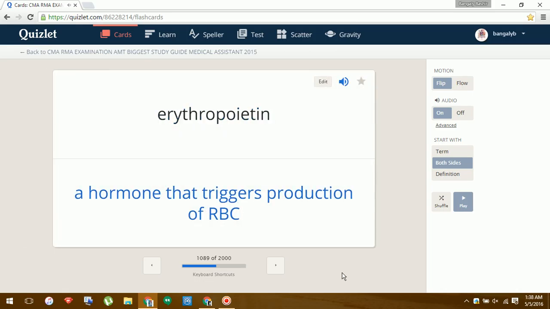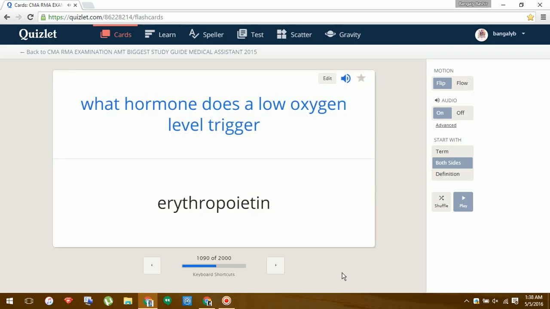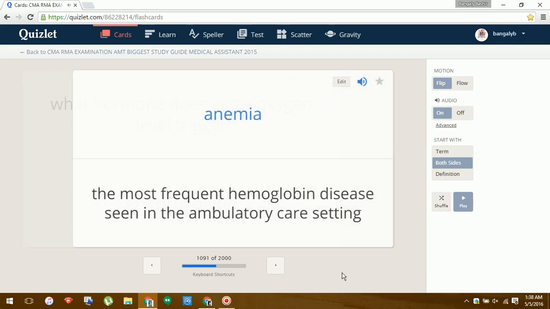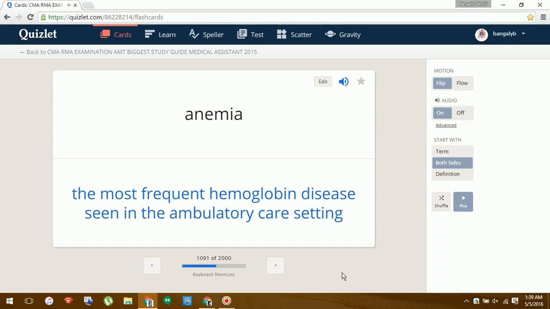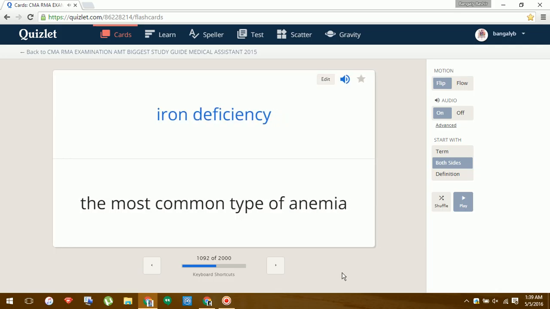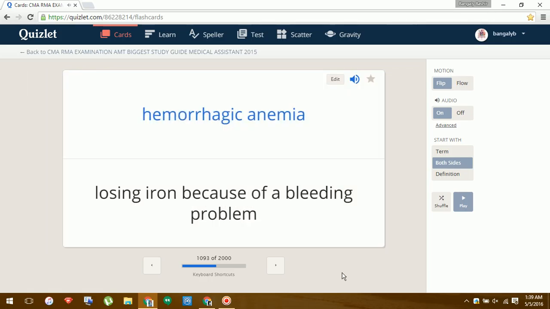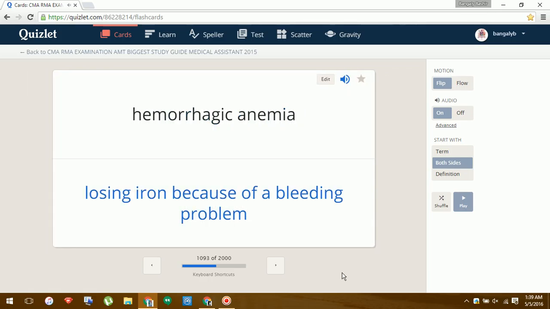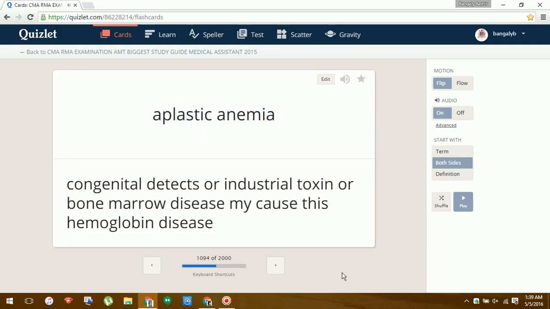Erythropoietin, a hormone that triggers production of RBC. What hormone does a low oxygen level trigger? Erythropoietin. Anemia, the most frequent hemoglobin disease seen in the ambulatory care setting. Iron deficiency, the most common type of anemia. Hemorrhagic anemia, losing iron because of a bleeding problem. Aplastic anemia, congenital defects or industrial toxin or bone marrow disease might cause this hemoglobin disease.